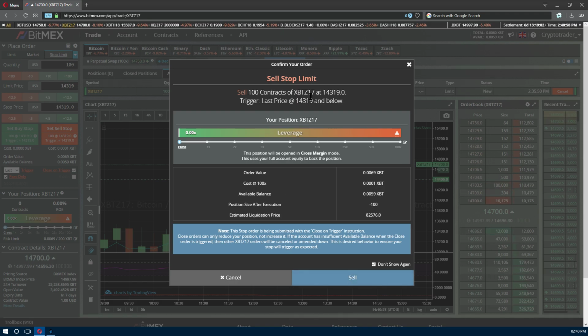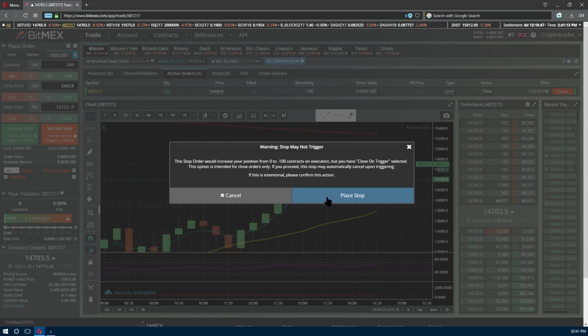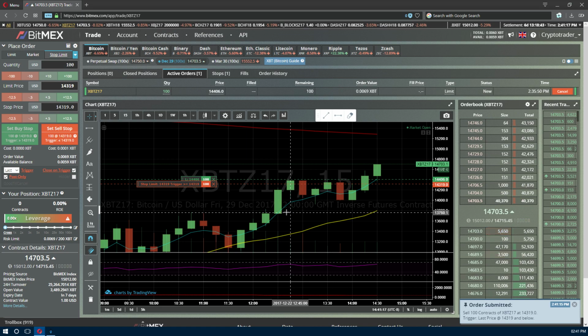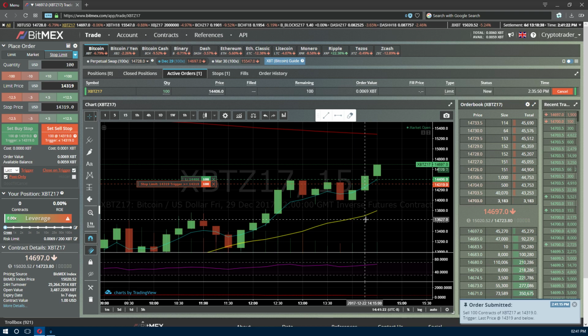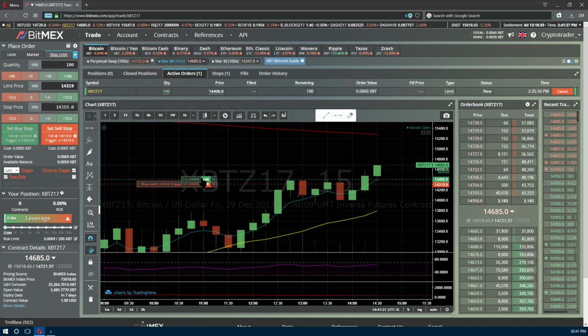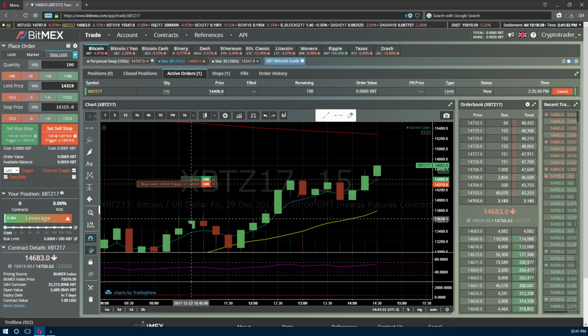Sell 100 contracts of XBT at 30, trigger at this or below. Anything below this, right? That's exactly right. And set a stop at this price, right? That's exactly right. Place stop. Where is it at? There it is. It's about 70, $85 away from this right here. So good thing I got it up there. That's where I want it.